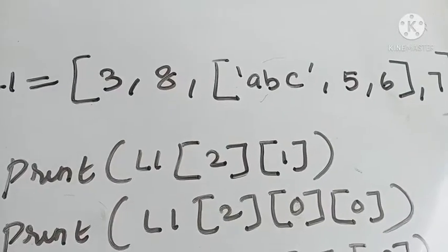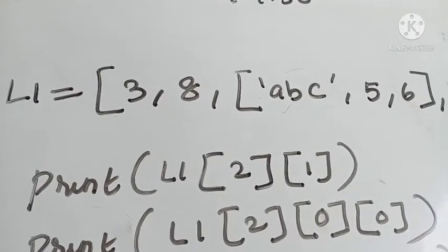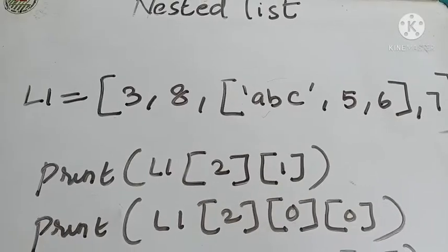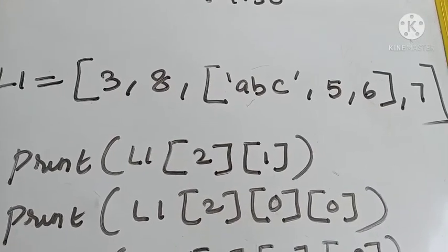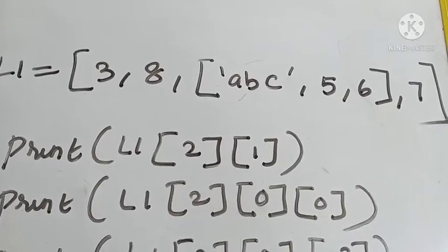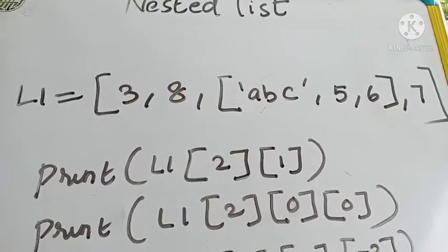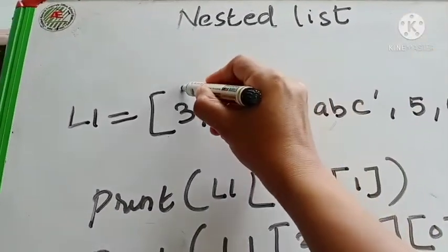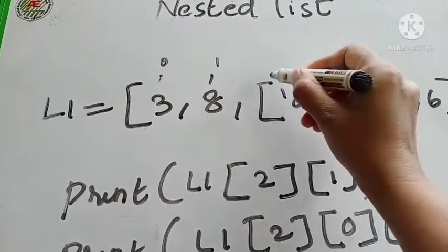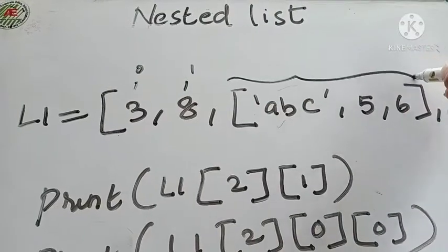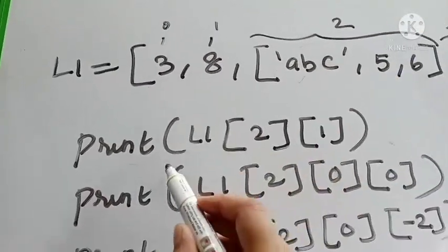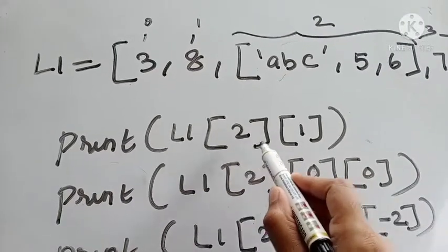So here is another example. L1 equal to, you can see some values 3, 8, and another list in between that contains A, B, C, then 5 is there, 6 is there. After that you can see another value 7 in that list L1. So we can mark the index positions. This is 1, and the whole thing you have to consider as 2 only, and this is 3. So my question is, print of L1 of 2 1.